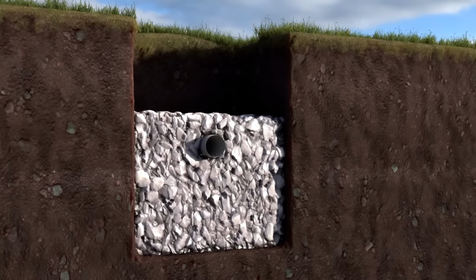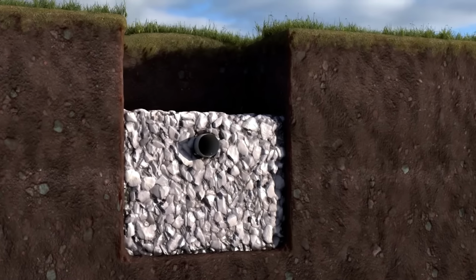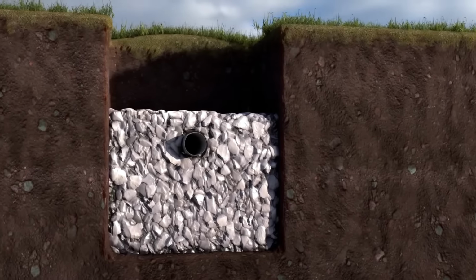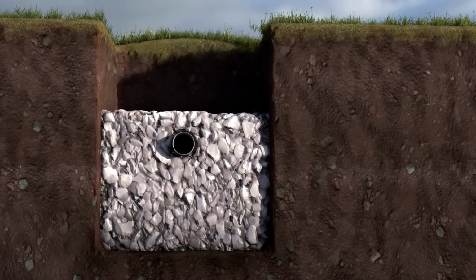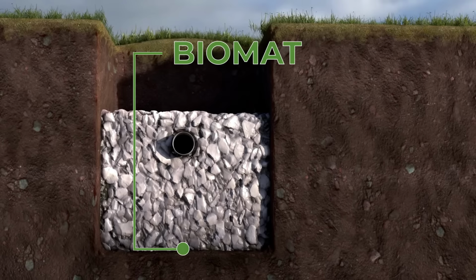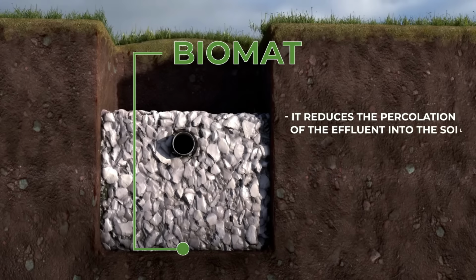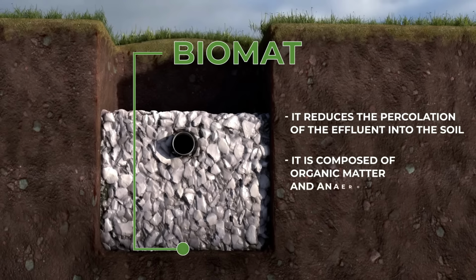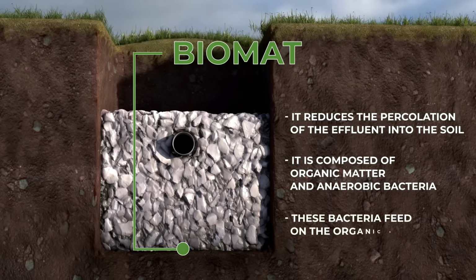As the wastewater flows through a leach field, a black gelatinous layer develops under the distribution lines. This layer is actually a biomaterial sludge called BIOMAT. Since the BIOMAT is watertight, it greatly reduces the percolation of effluent into the soil. This BIOMAT is usually composed of organic matter and anaerobic bacteria that attach to the soil and crushed stone. These bacteria feed on the organic material in the effluent.